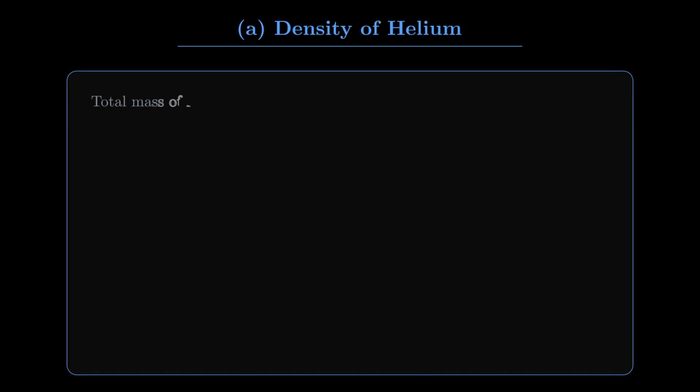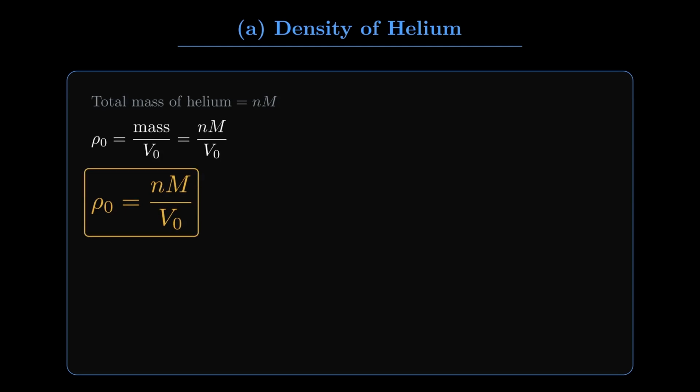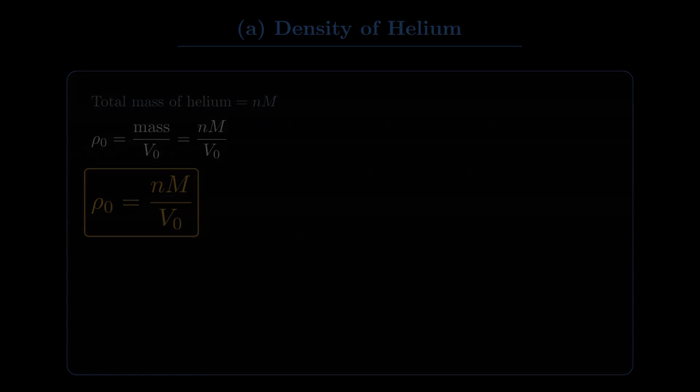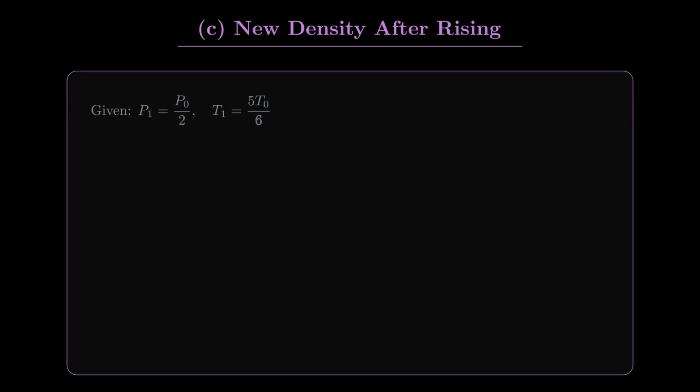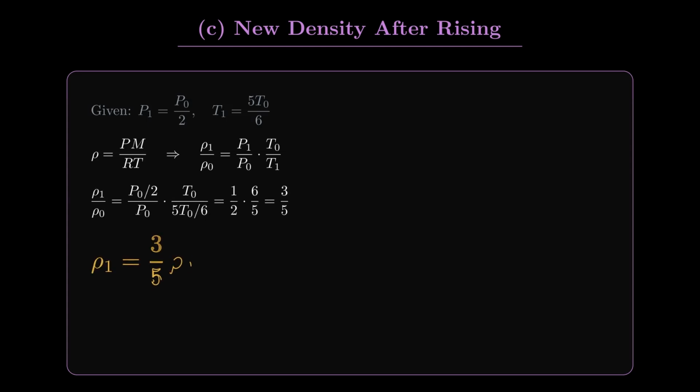For the first part, the total mass of helium is nM. Hence, ρ0 is nM on V0. For part B, we must use the ideal gas equation to find density. PV equals m on M RT, hence PM on RT equals m on V equals rho, QED. For part C, we substitute our ratios into this expression. So P1 equals P0 on 2 and T1 equals 5T0 on 6. Hence, we find that ρ1 is 6 over 10 or 3/5 times ρ0.